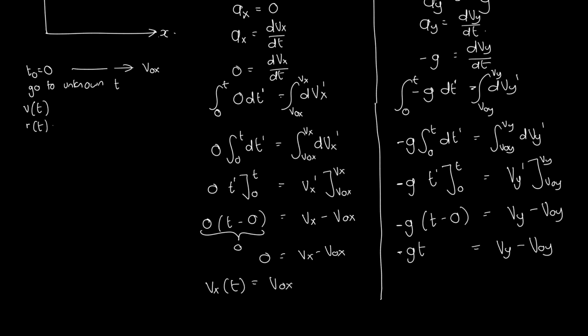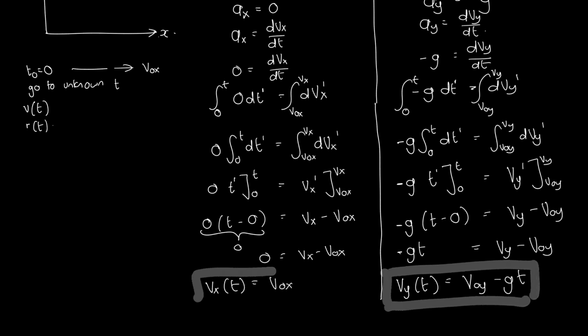And we're going to make vy the subject of the formula, because remember, we're trying to find an equation that we can solve for any y component of velocity at any time. So we have vy(t) is equal to v0y minus gt. And now I'm just rearranging my formula. So now I have the x and the y components of velocity.